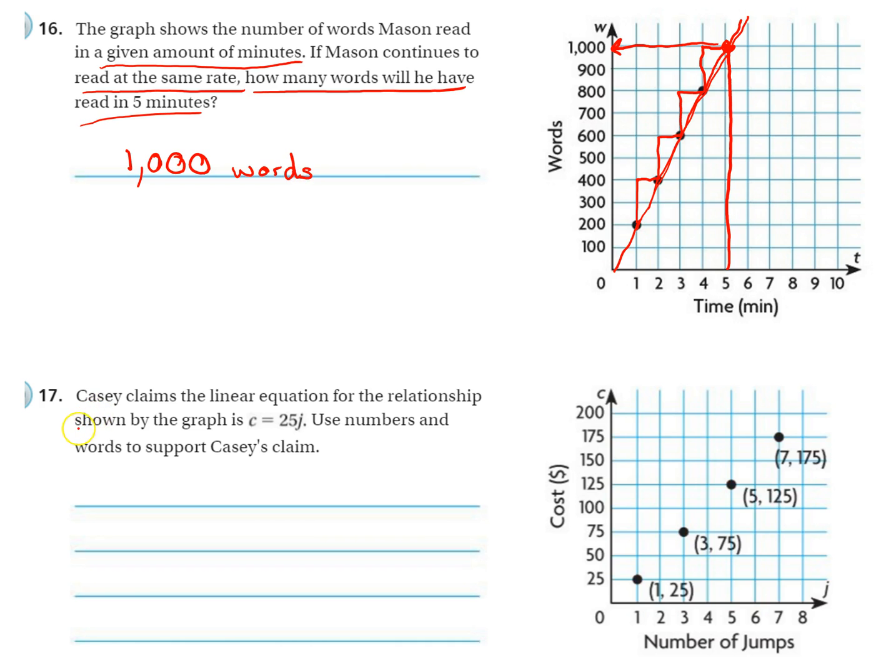Okay, number 17, last problem. Casey claims the linear equation for the relationship shown by the graph is, she says this is the equation. Use numbers and words to support Casey's claim. We've been talking about claims and writing. So let's see. First, I'm going to go ahead and graph this line, not perfect. So let's see. My equation is going to be C, the cost. Here's my cost, is 25 times the number of jumps.